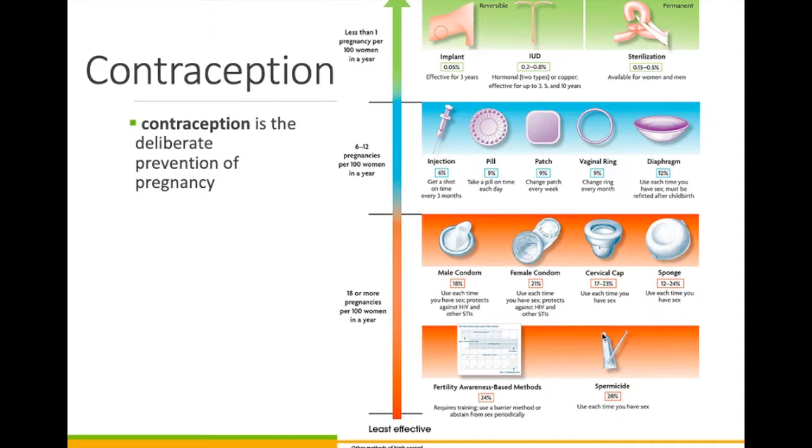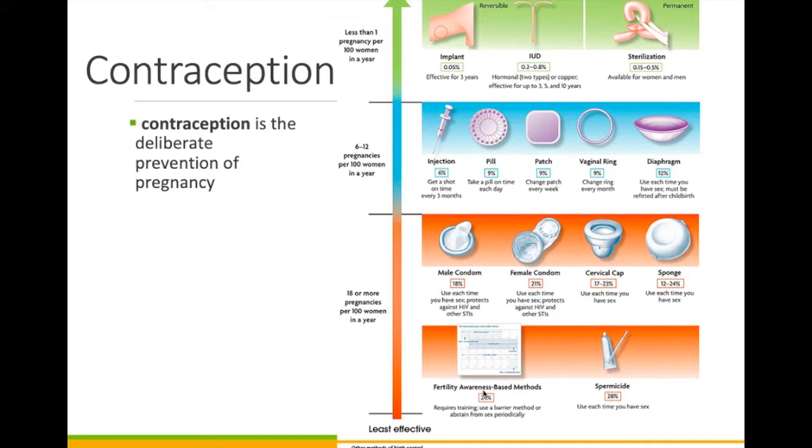Spermicide is just a gel, which is used to kill sperm. By itself, it's not very effective. It's usually used in conjunction with the cervical cap or the sponge or the diaphragm. You'll find that when you look at condoms, there are many condoms that have spermicidal lubricant added as an extra line of defense against conception.